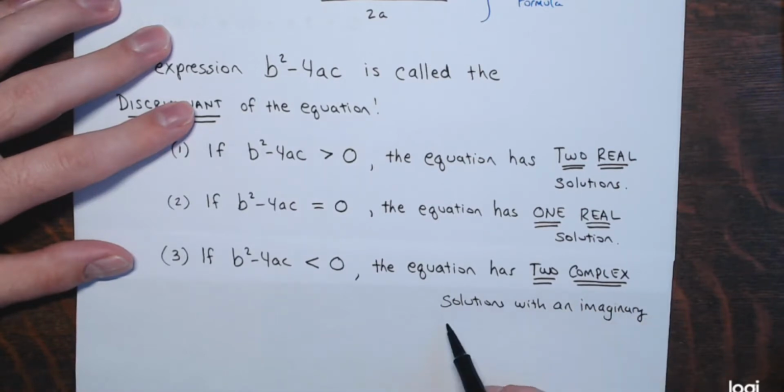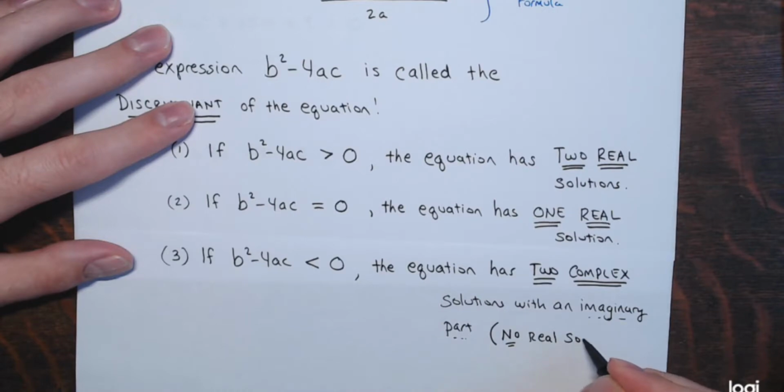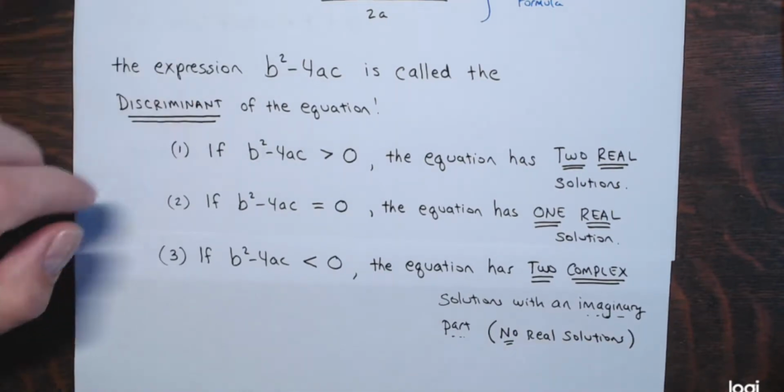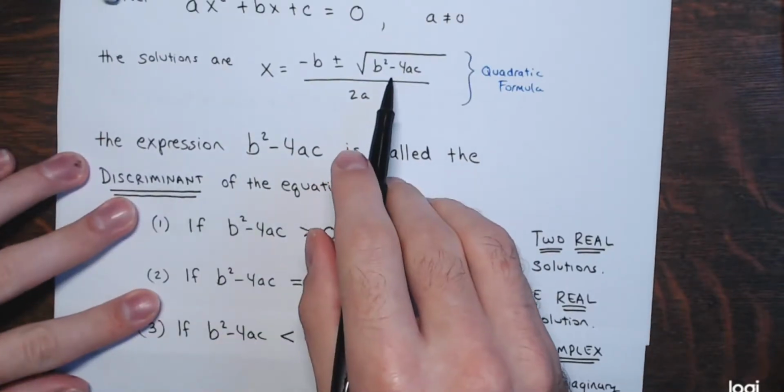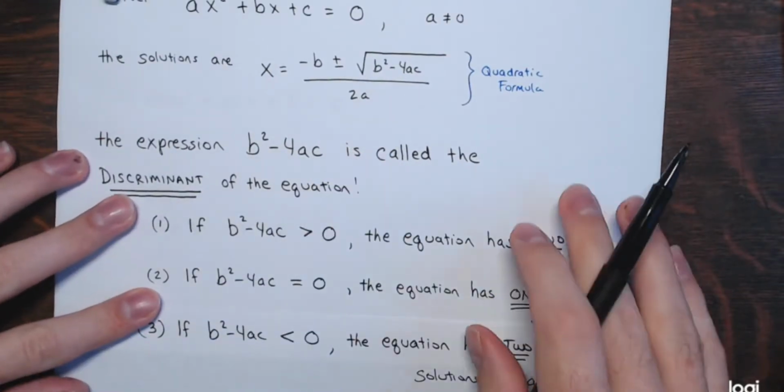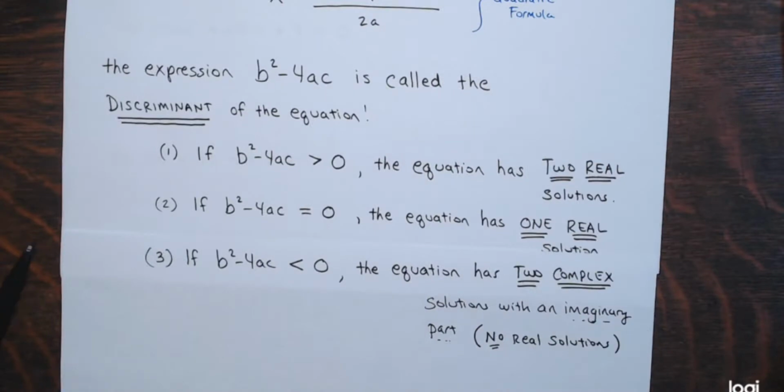Right. Now, because these solutions have an imaginary part to them, that means that the equation has no real solutions. No solutions that are strictly real numbers. They're going to have some sort of square root of a negative number involved. So this is key. This is all we're doing.